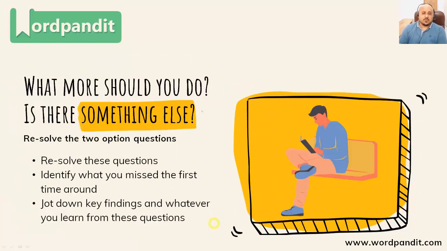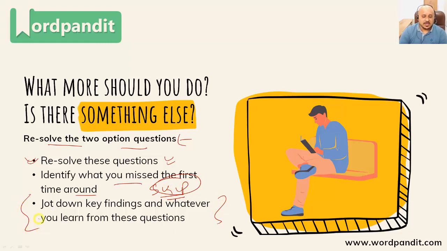Next thing, guys, what more should you do? Is there anything else? There is re-solve these questions, right? So this is a small little thing. You can just reattempt these questions, identify what you missed the first time around. Did you make any silly mistake? Did you not spot anything in particular? There are times when within that set time pressure, when the timer is going, we tend to skip details. Did you skip any details, right? Just jot down your findings, and whatever you can learn from these questions, try to do that, right? So make sure you've not made these silly mistakes.